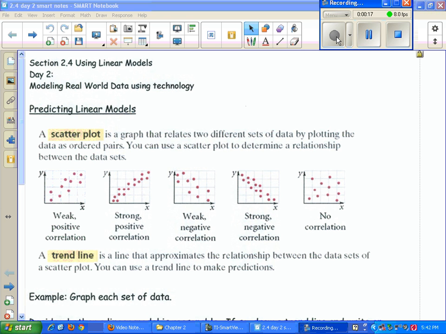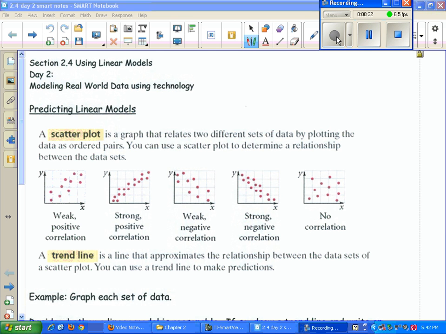So you're asking yourself, what's a scatter plot? A scatter plot is a graph that relates two different sets of data by plotting the data as ordered pairs. You can use the scatter plot to determine a relationship between the data sets. So let's look at these graphs that we have right below the scatter plot definition.